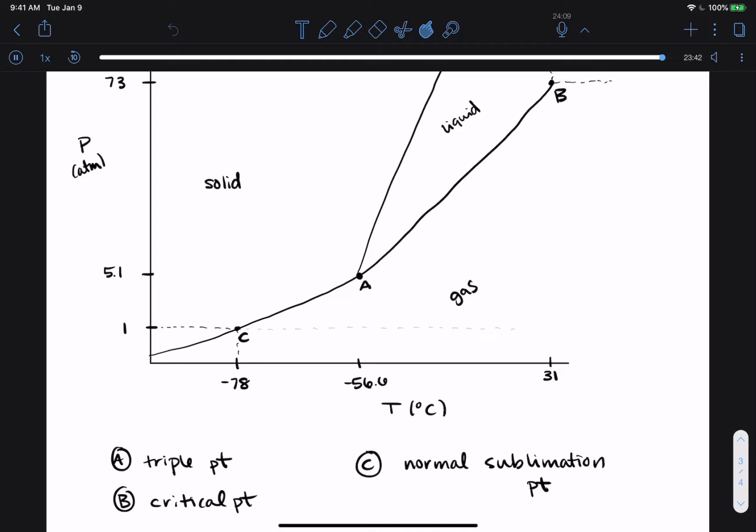Now, if we were to carry this 1 atmosphere all the way over, it doesn't intersect with anything else on our picture. So that is the only normal phase change that exists for CO2. We could obviously have other phase changes. They would just not be considered normal. So you could have a boiling point. It just wouldn't be a normal boiling point because it would be at a pressure other than 1 atmosphere.